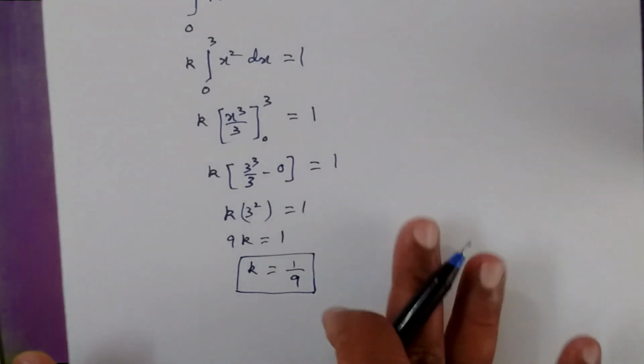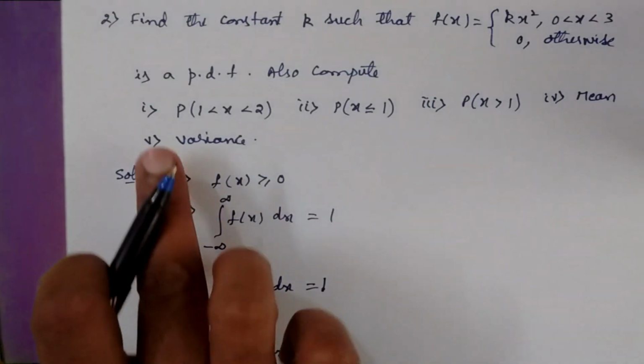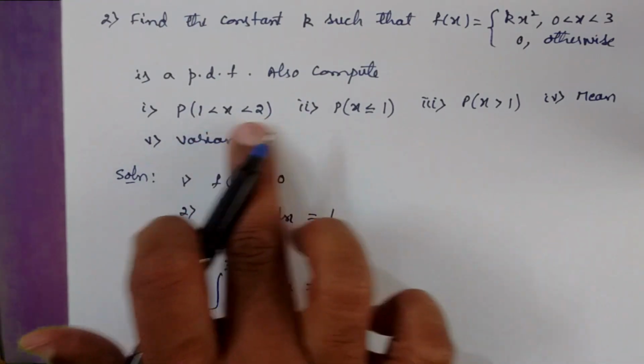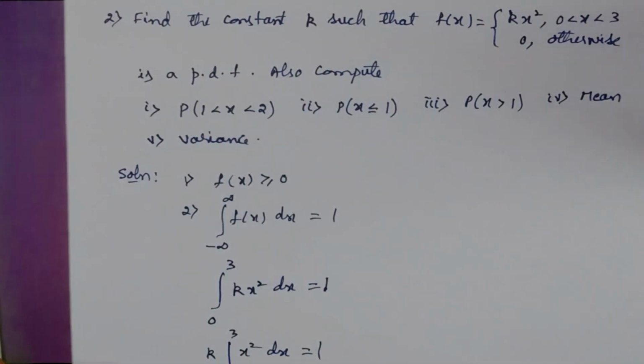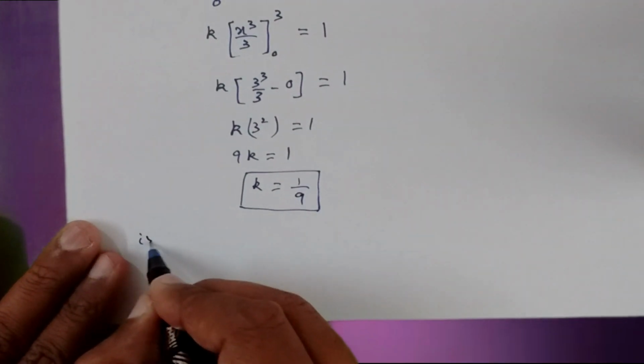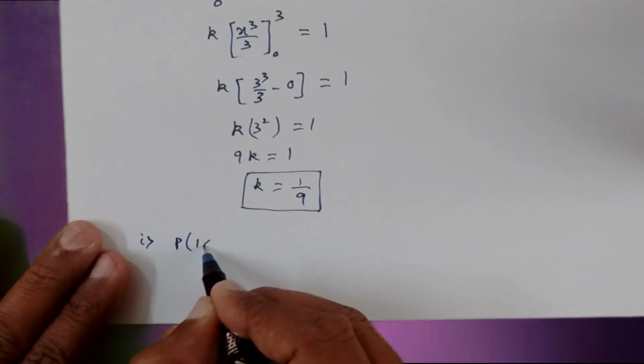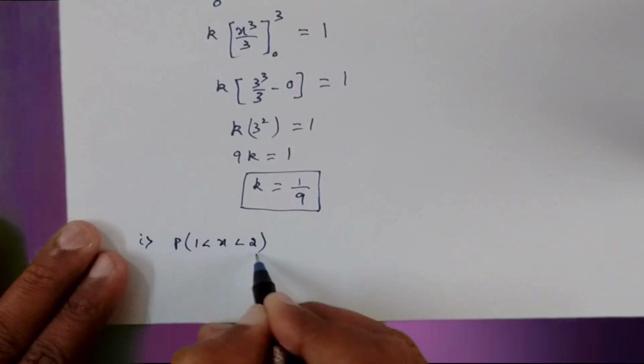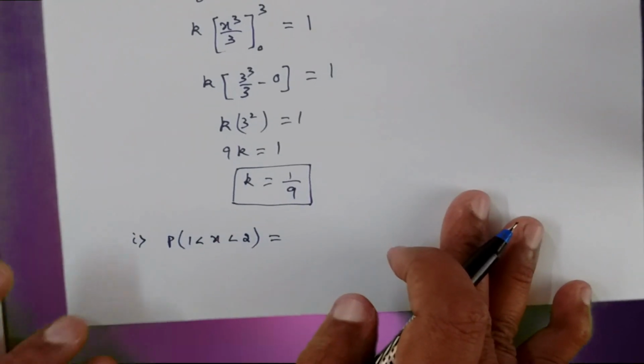Now further, the other results have to be found over here. The probability when x is lying between 1 and 2, that is the next result. So let's find out that value. P of 1 less than x less than 2 will be equal to.